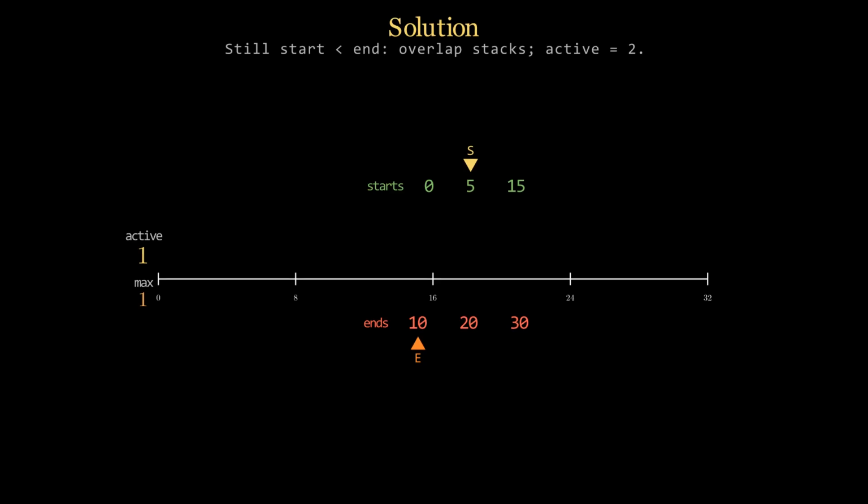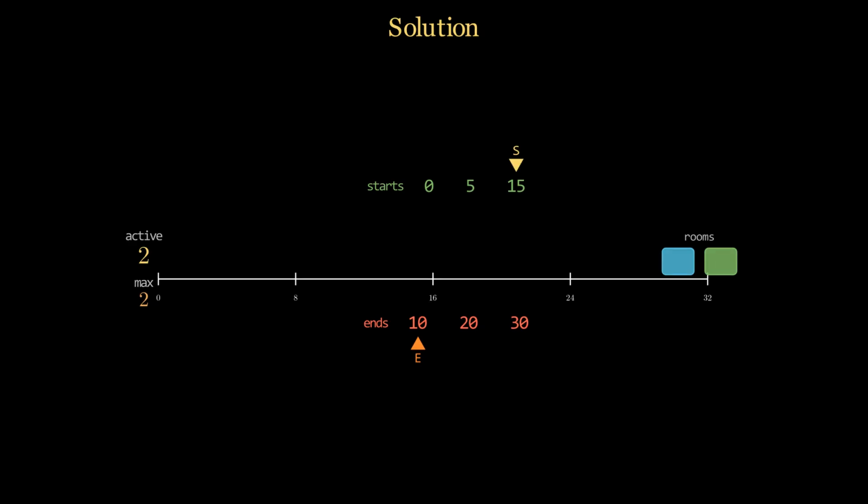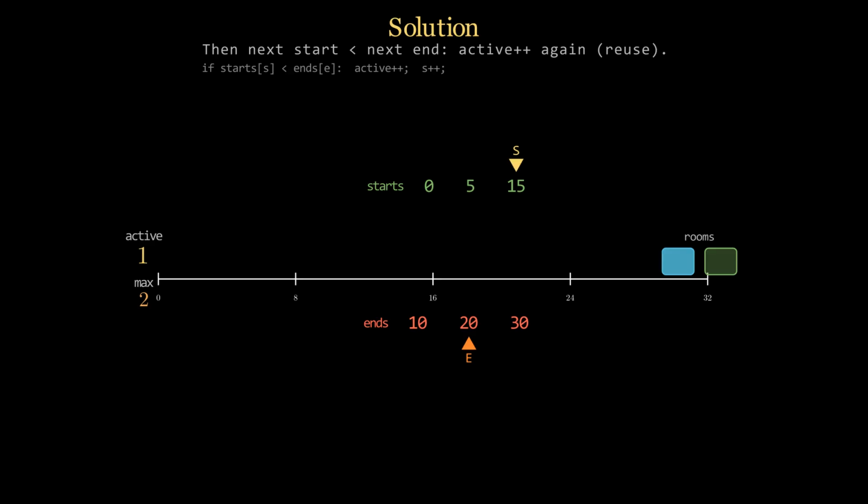The next start is 5, still before the earliest end at 10. A second meeting is running while the first is not over, so active goes to 2. That is peak pressure for this stretch. The next start is 15, but the earliest end is still 10. 10 comes first in time, so a meeting has finished, decrement active and move the end pointer. Then compare again: 15 is before 20, so the meeting at 15 opens a room again. Active returns to 2, not 3. You reused a room instead of opening a third.